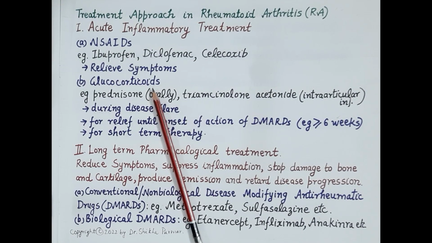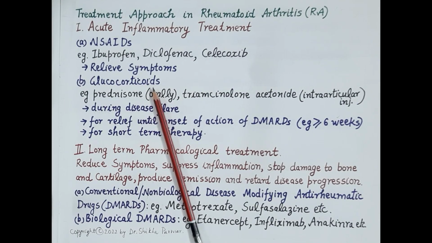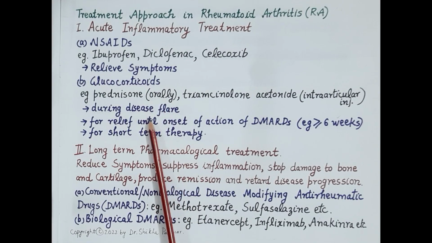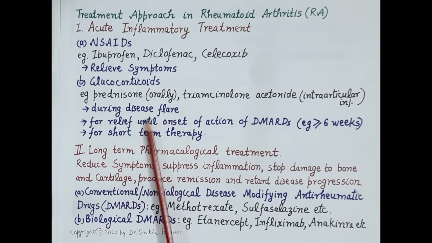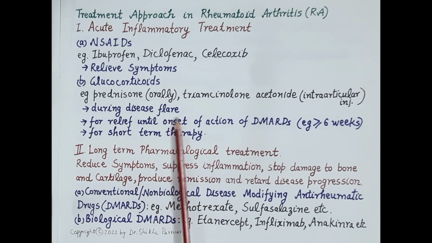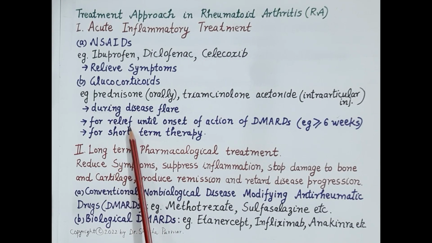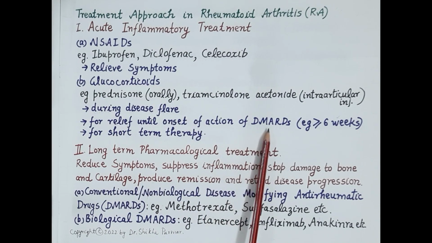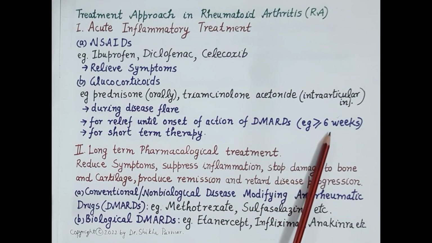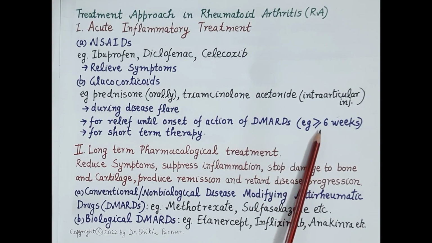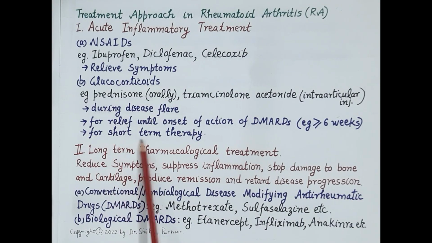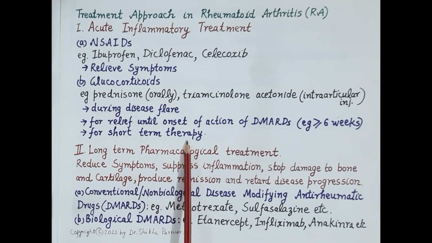Now as we all know, rheumatoid arthritis has a waxing and waning course. So sometimes symptoms flare up. That means the intensity of symptoms increases. So glucocorticoids are useful during disease flare up when the intensity of symptoms increases. Secondly, for relief until onset of action of DMARDs, which takes around 6 weeks or more than 6 weeks. And as discussed, glucocorticoids are used for short-term therapy because of their side effects.